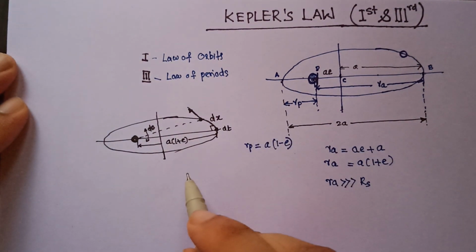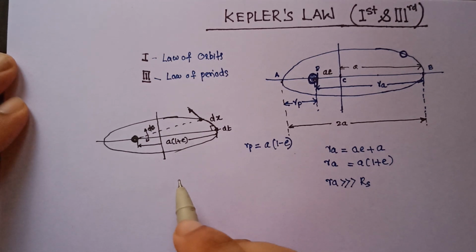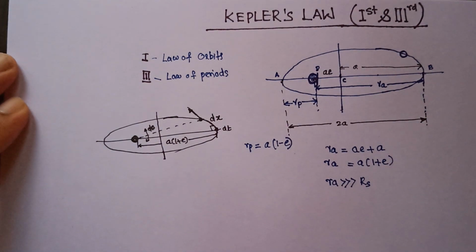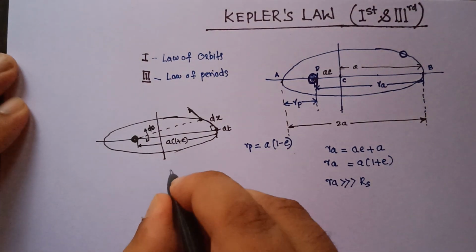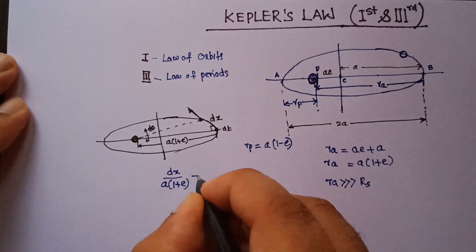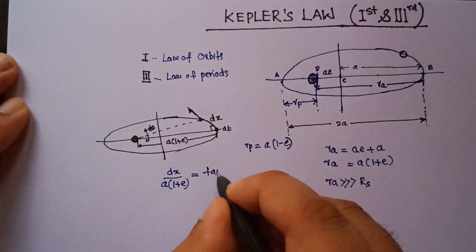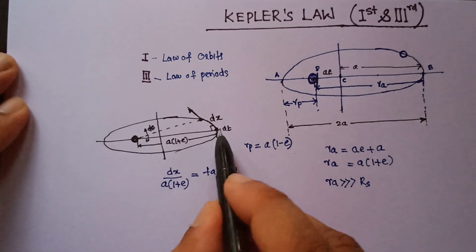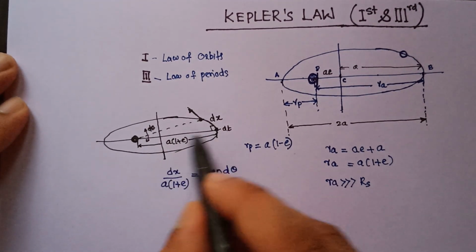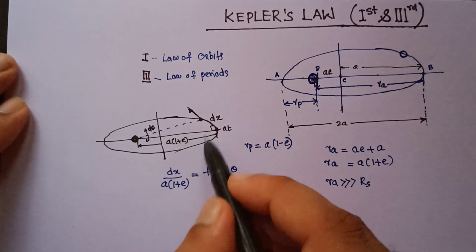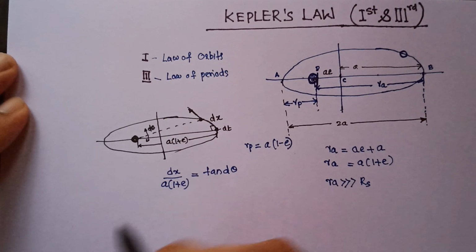Now from the geometry, it's very important that your dx divided by A into 1 plus E should be equal to tan of d theta. This is the opposite side divided by the adjacent side, the base of the right triangle. So that should give me dx divided by A into 1 plus E.